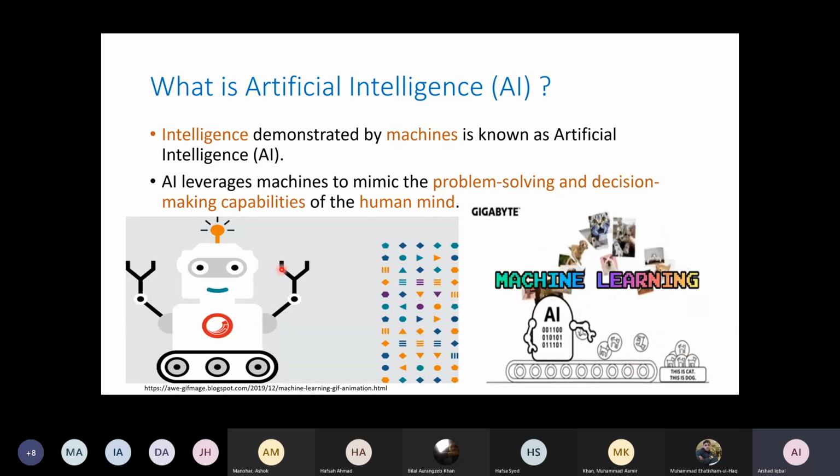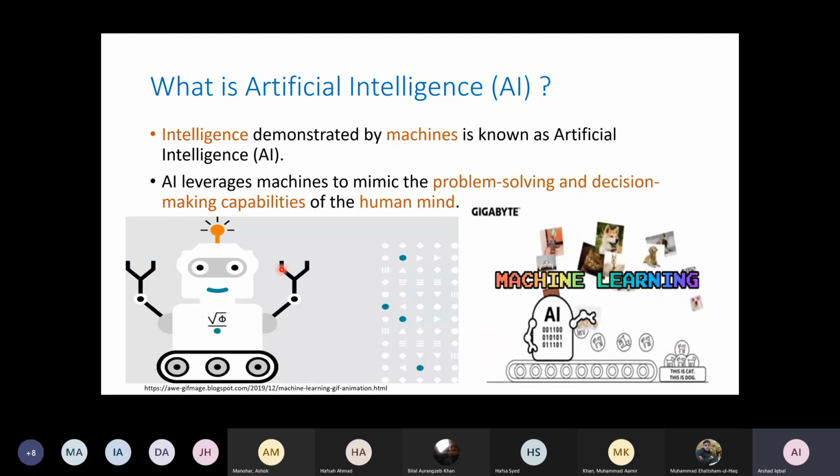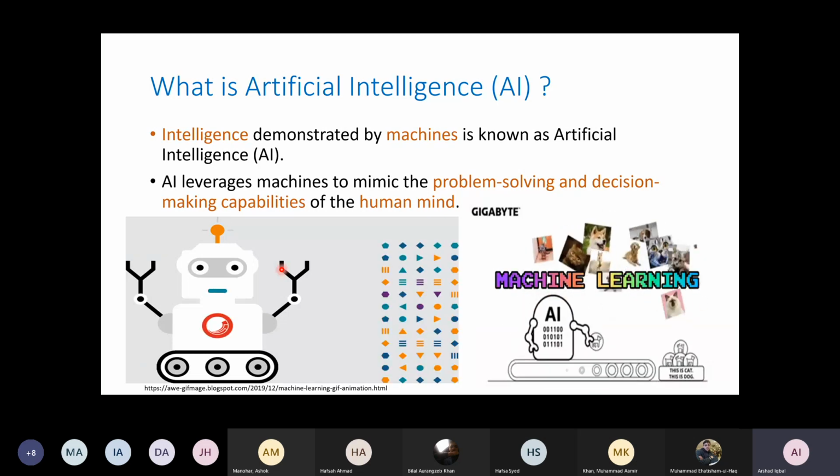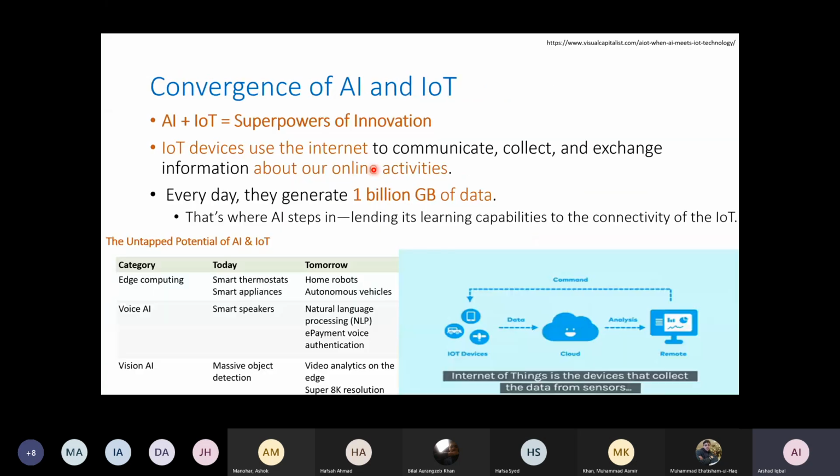On the left side, we can see a robot which classifies different patterns: triangle, rectangle, or circle. So this is an example of AI with some infographics.